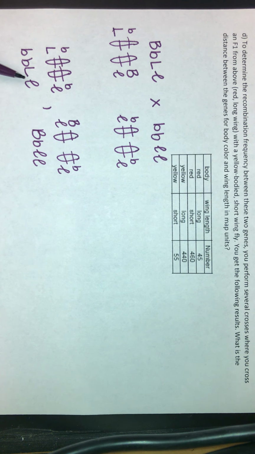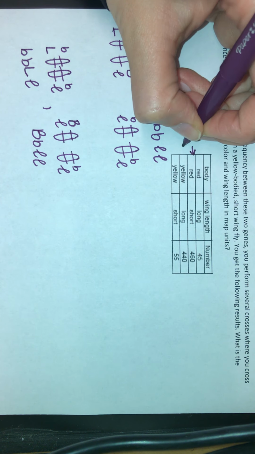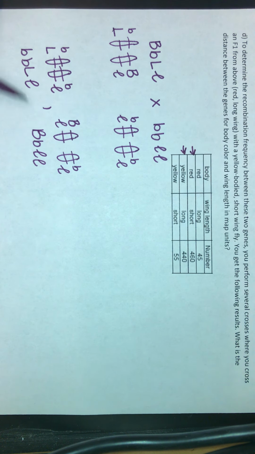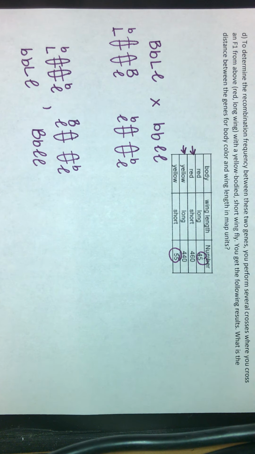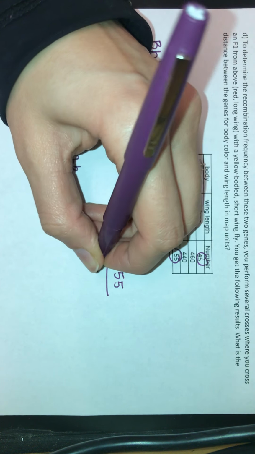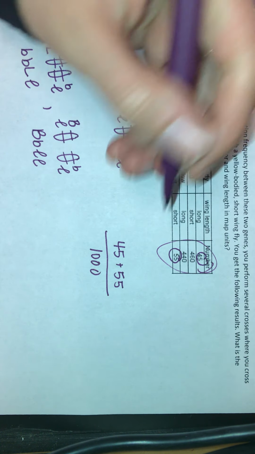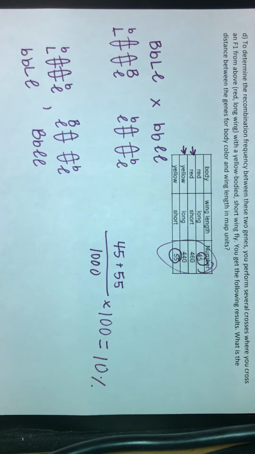Figure out what their phenotypes are. You're welcome to pause it if you need to. These are the phenotypes of the offspring that I was expecting. So that would make those two numbers our recombinant numbers. So I would just do 45 plus 55 divided by 1,000, the total number of all of the offspring, multiply it by 100, you should get 10%.